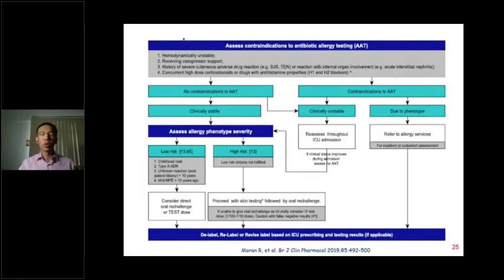So this is a close-up of the bottom part of that table. If it's low risk, you can consider either a direct challenge, or you could even consider a test dose depending on the situation. If it's a high-risk patient, then if time permits, always consider skin tests before oral challenges, in particular in the setting of beta-lactam penicillins, which is what this chart is meant to show. If there is any doubt, what we usually tell our various colleagues and other specialists is that if there is any doubt, always refer to the allergist for a thorough evaluation.